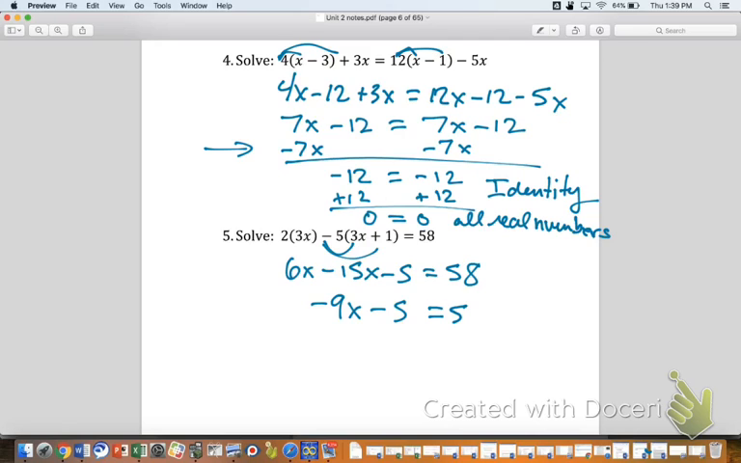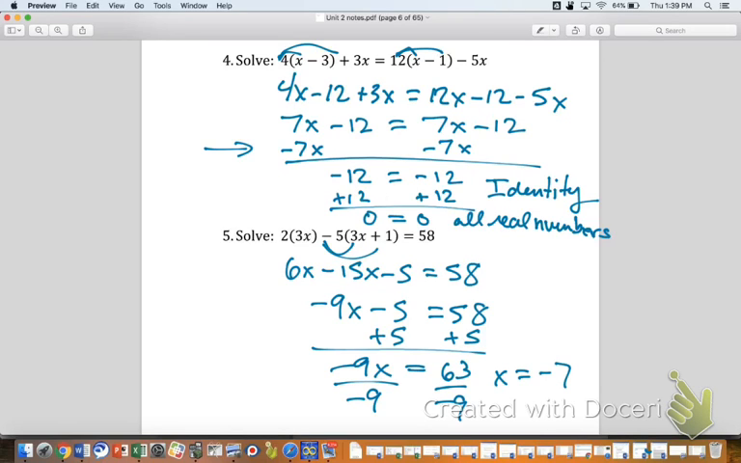Minus 5 equals 58. Callie, what do you think for the next step? You add the 5 on both sides. You do. Yep, agreed. This gives us negative 9x is equal to 63. Kyrie, what about the next step? Divide by negative 9 on both sides. Agreed. Therefore, x equals negative 7.